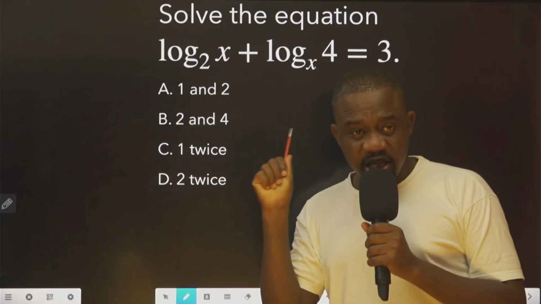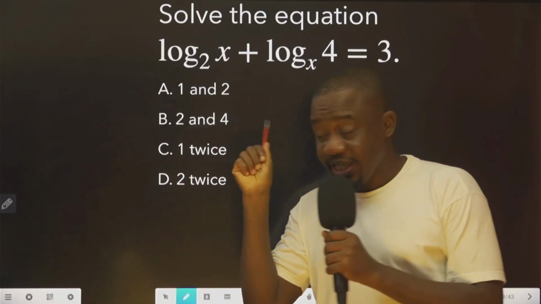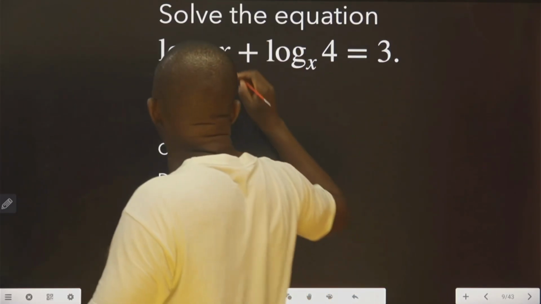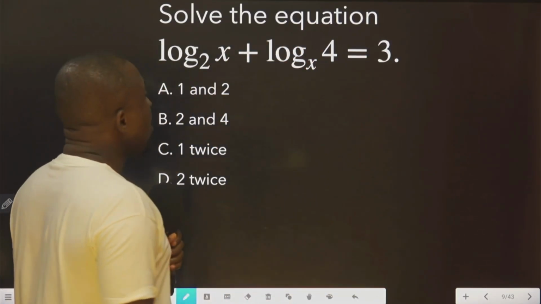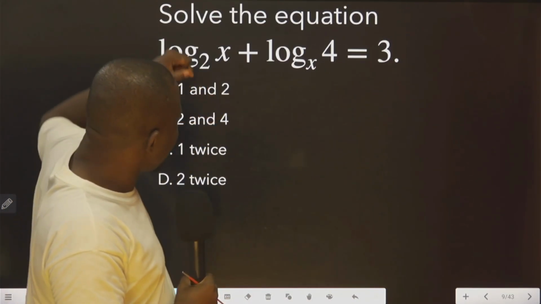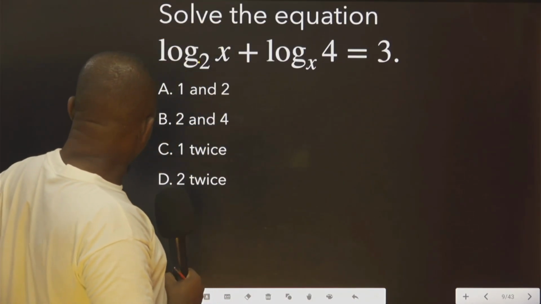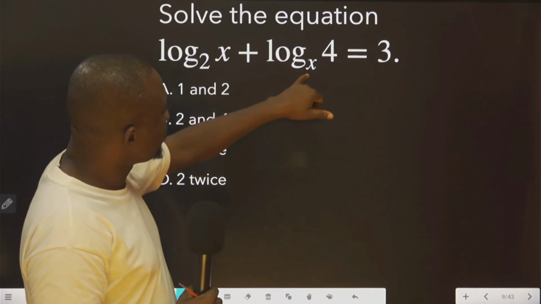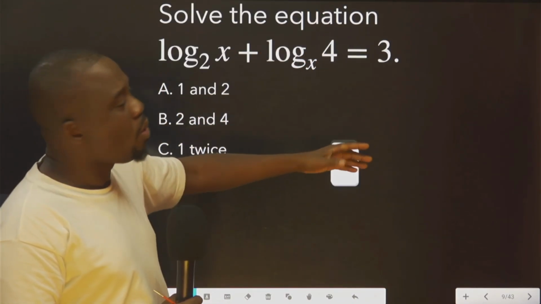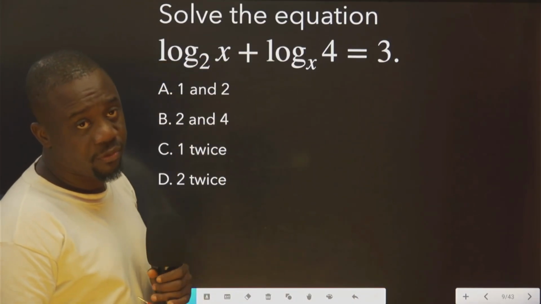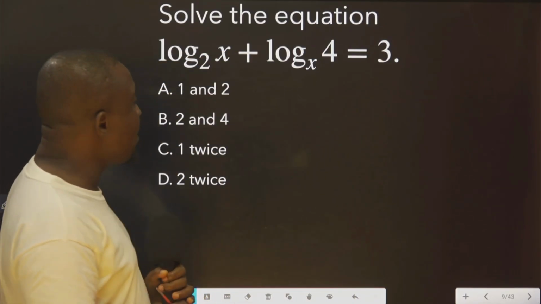Let's look at it. It says solve the equation. This equation is what? Log x to the base of 2 plus log 4 to the base of x equals to 3. Now, as you can see, there's like number, then we have this variable. Variable, number. I don't like it like that. I want it to be uniform. Okay? Uniform. How do we make it uniform?